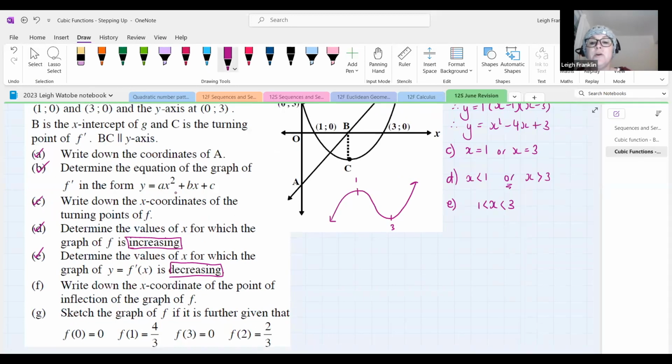There's a very quick and easy way to do this based on the information that we've got. X coordinate at the point of inflection. Can anybody tell me what that would be? X coordinate at the point of inflection.